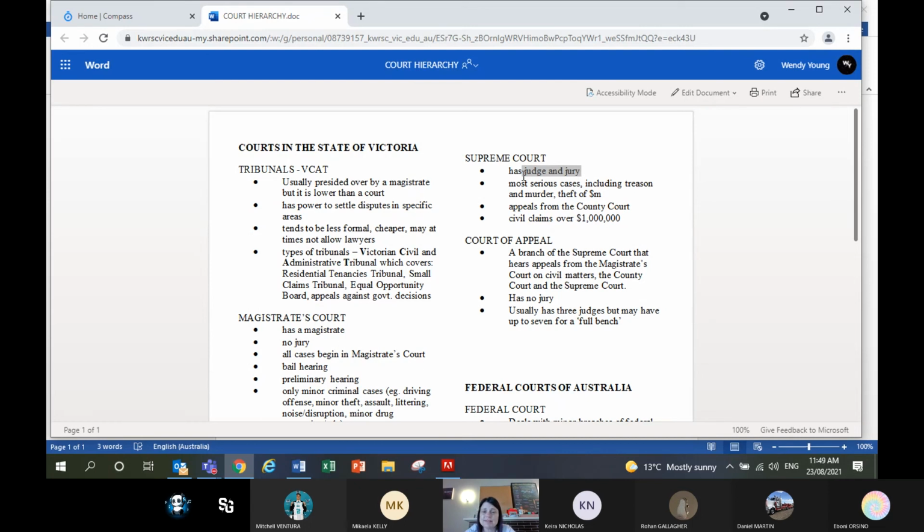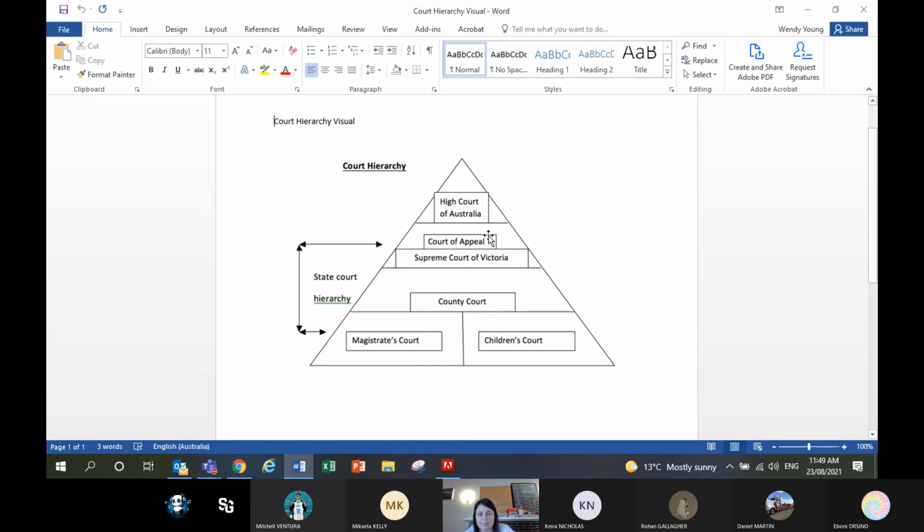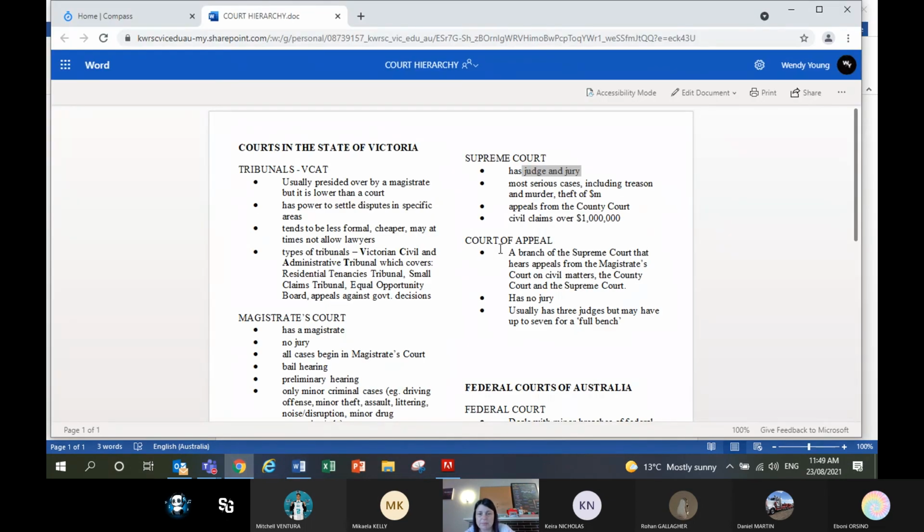Your Supreme Court will listen to your most serious cases, including treason, murder, and any theft over $1 million worth of money. Then moving one up, we have the Court of Appeal. The Court of Appeal is a branch of the Supreme Court, and it hears appeals from the Magistrates Court.